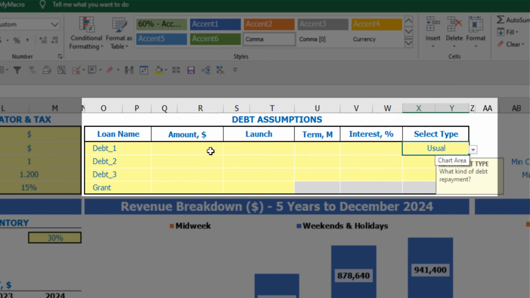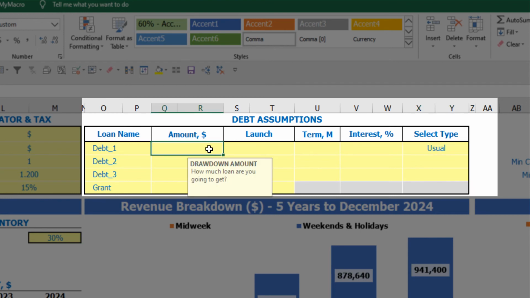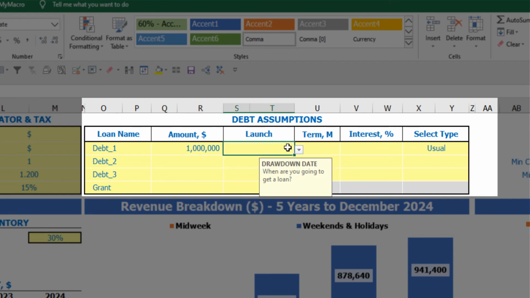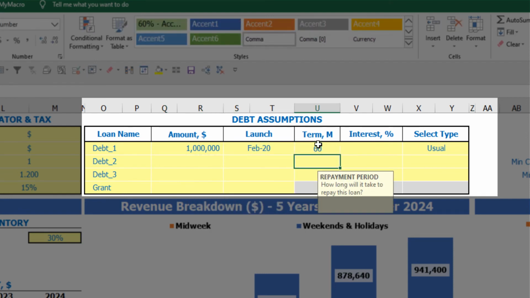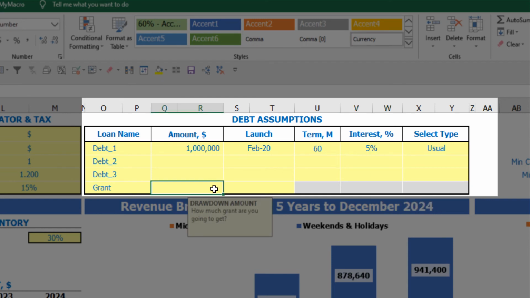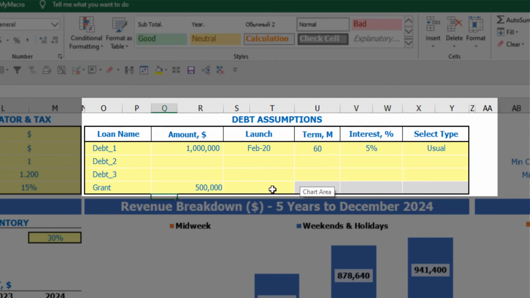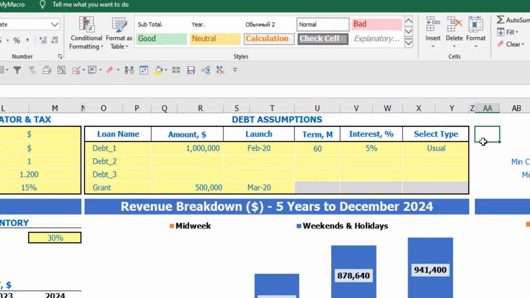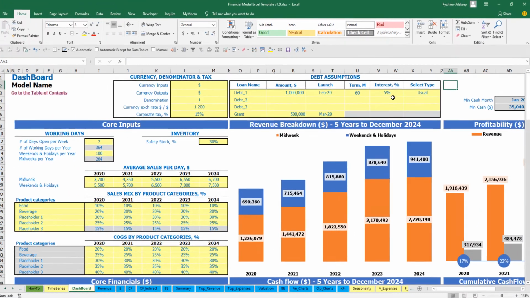Let me give you an example of how it works. So you may input some amount of the debt, the launch date, the term will be 60 months, and interest can be 5%. You may also input the grant, which is just a simple amount paid in some specific months, and that's it. No repayments, no terms in terms of interest.